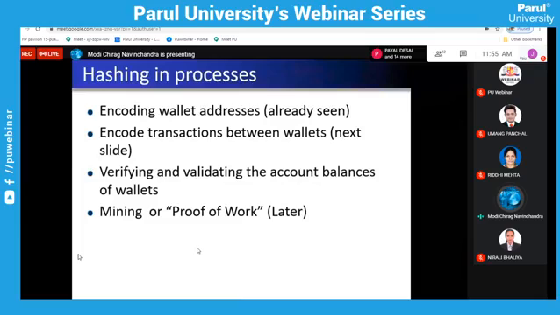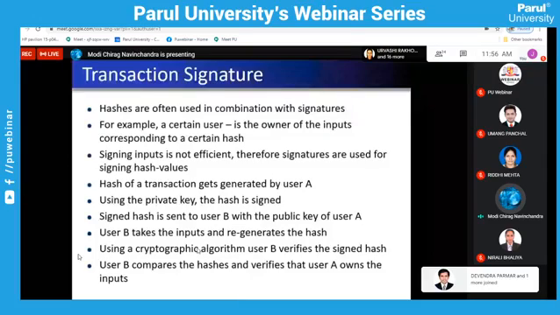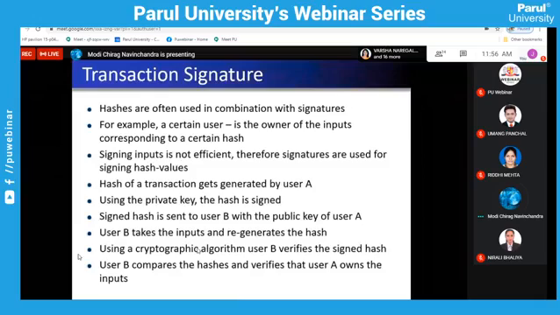So how will transactions be signed? Hashes are often used in combination with the signature. For example, a certain user is the owner of the input corresponding to a certain hash. Signing the input is not efficient, therefore signatures sign the hash. Even if you are signing the transaction, if the transaction is modified, meaning your signature is modified, that signature will be invalidated and you will not be able to perform the transaction. So to maintain the integrity of the data, we need to apply the hash.